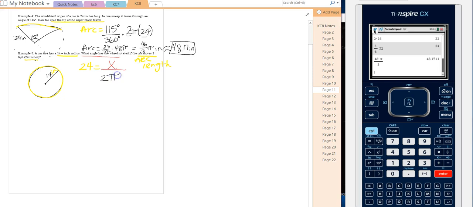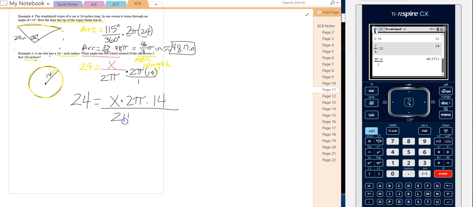Okay, some of you are asking, well, why would I not use 360? The only reason I'm not going to use the 360 is because when I multiply by the circumference, 2 pi times my radius, which is 14, what's nice is that my 2 pi on the bottom and my 2 pi on the top are going to eventually divide out. So I'll show you what I mean. So 24 equals, on the top, I have all of this, because technically this is all over 1. So this is going to be x times 2 pi times 14, all over 2 pi, technically times 1, right?